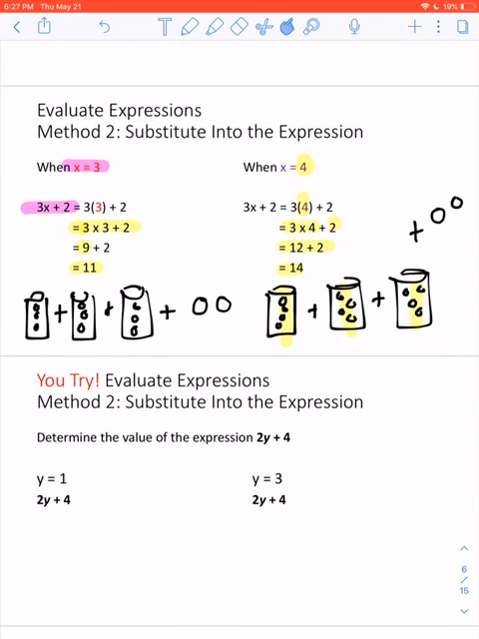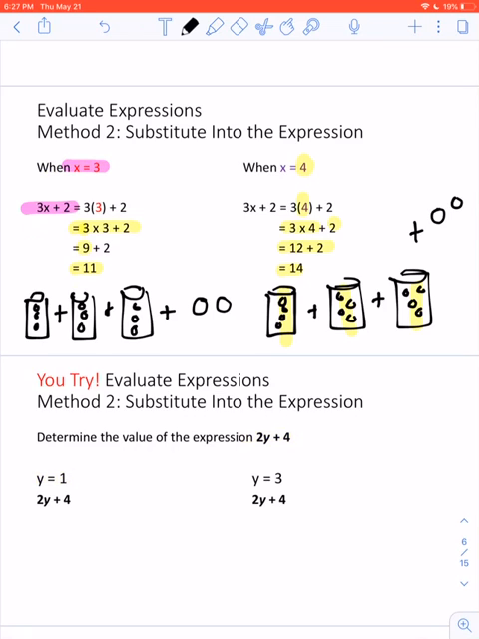Okay, your turn to try. Evaluate expressions. Substitute into the expression. So here's your expression. 2y plus 4, you are going to substitute that in. So when you see y is equal to 1 here, you're going to put that into the equation just the same way that we did up here. Follow these steps. So go ahead and pause.